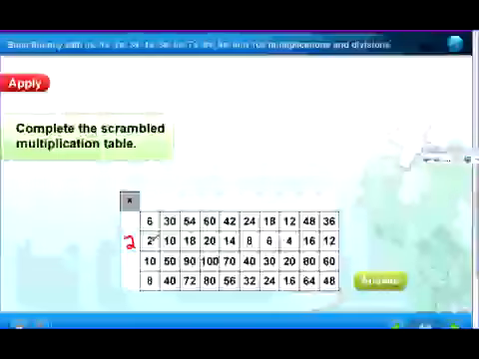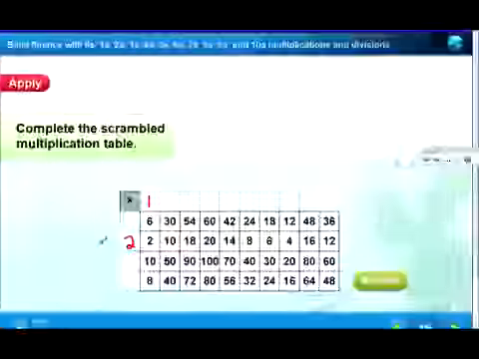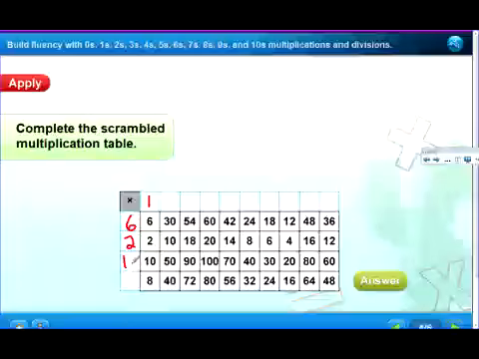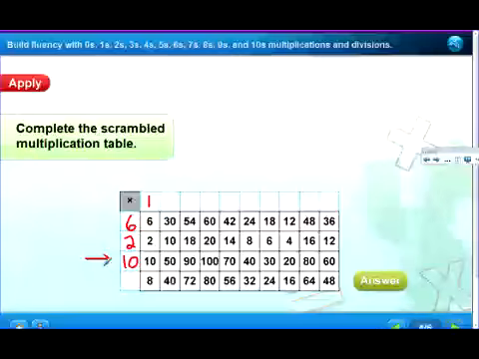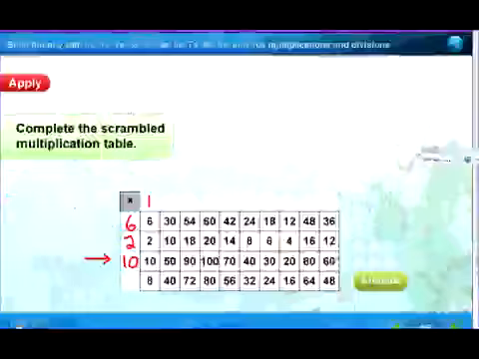And 2 times what equals 2? 1, right? So we've got 2 possible answers. Let's check. If that's 1, then 1 times 6 equals 6, and 1 times 10 equals 10. Well, let's look at this row. If we look at that row, 10, 50, no, they all end in zeros. That has to be a 10, right? It just feels right.